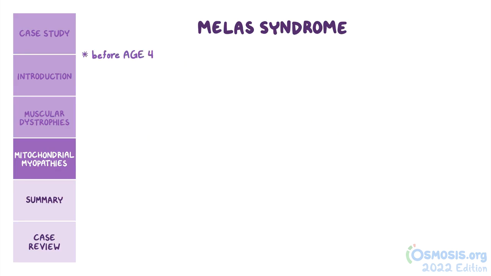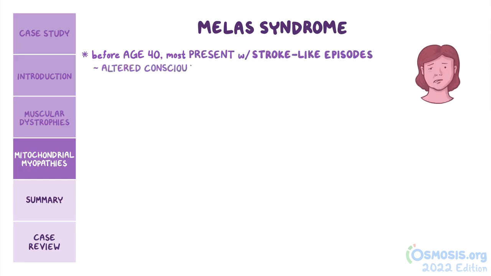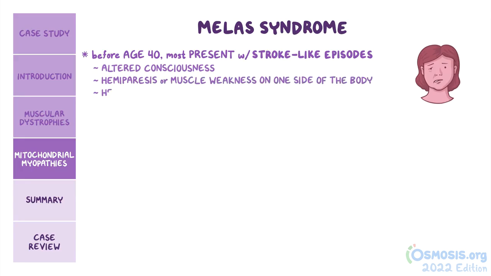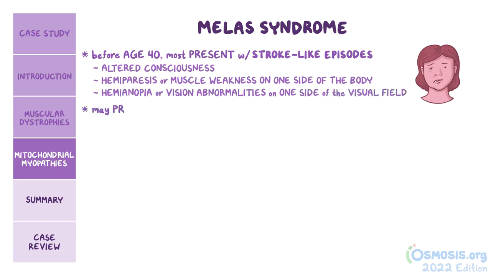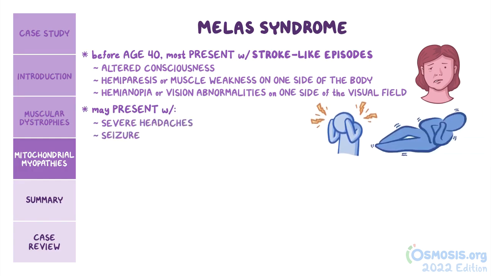Additionally, before the age of 40, most individuals present with stroke-like episodes involving altered consciousness, hemiparesis, or muscle weakness on one side of the body, and hemianopia, or vision abnormalities on one side of the visual field. In addition, individuals may present with severe headaches and seizure, develop visual and hearing loss, and weight loss.